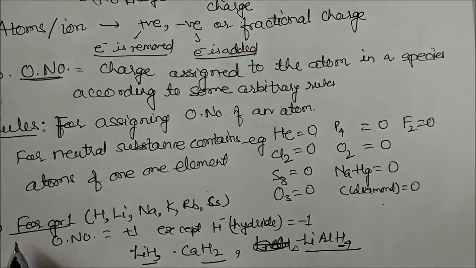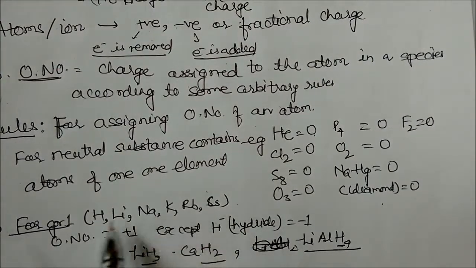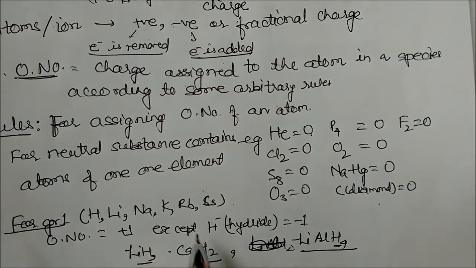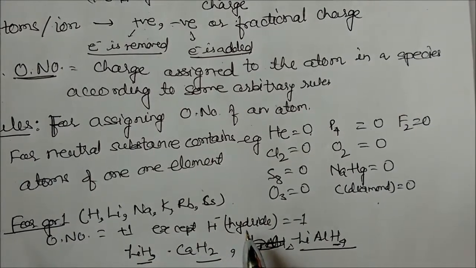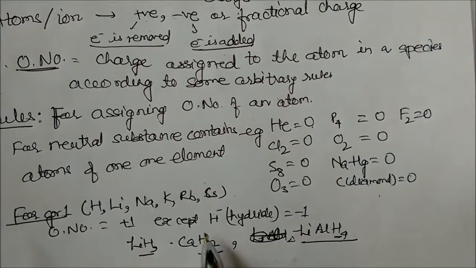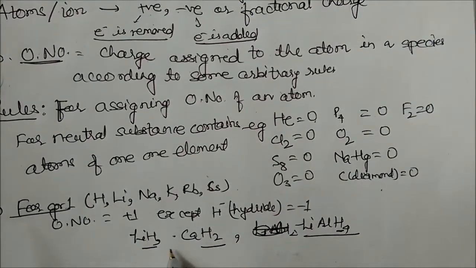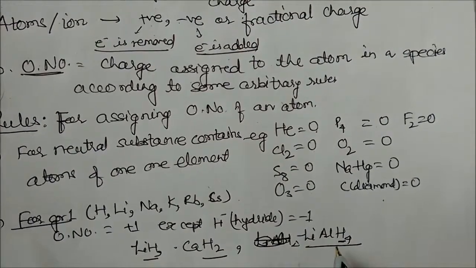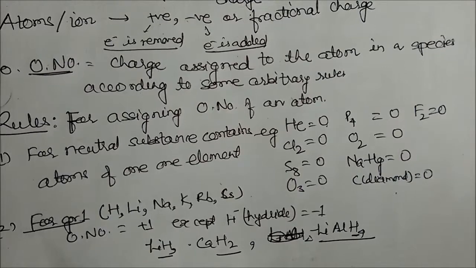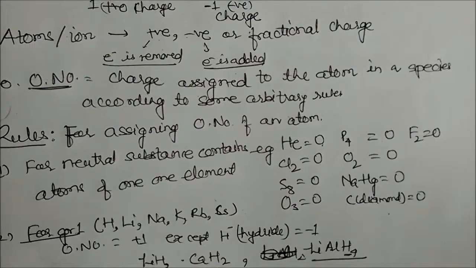Next, group 1. These are the elements hydrogen, lithium, sodium. The oxidation number of these elements is +1, except when hydrogen is present in a hydride. Then its oxidation number will be -1 because it has the capacity to take an electron. Examples are lithium hydride, calcium hydride, lithium aluminum hydride. These are compounds in which the oxidation number of hydrogen is -1.